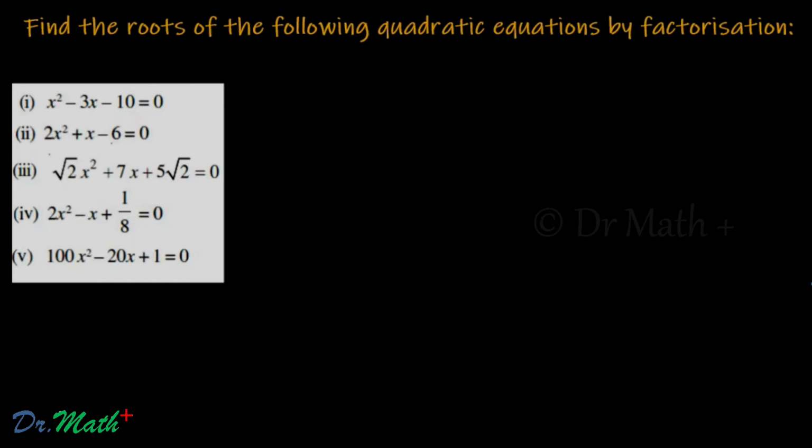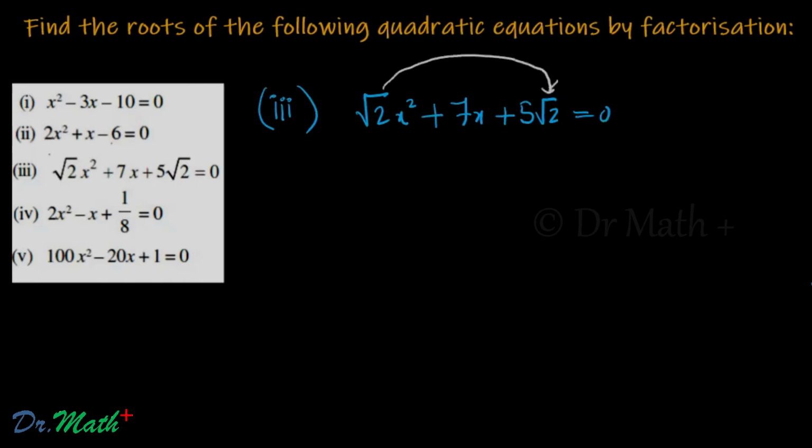Now let's see the third one. Third equation is root 2 x square plus 7x plus 5 root 2 equals 0. As usual, let's multiply the coefficient of x square with the constant number, that is root 2 into plus 5 root 2.